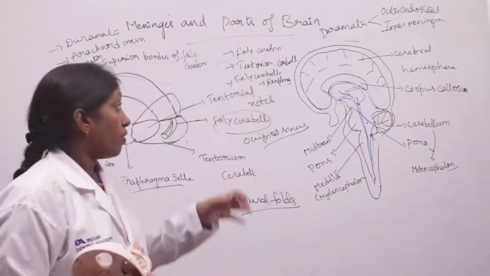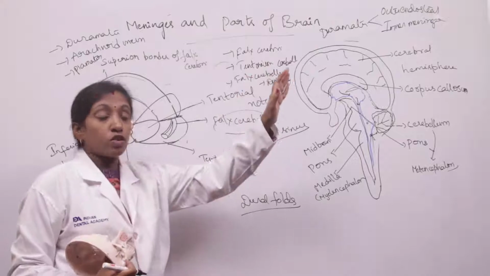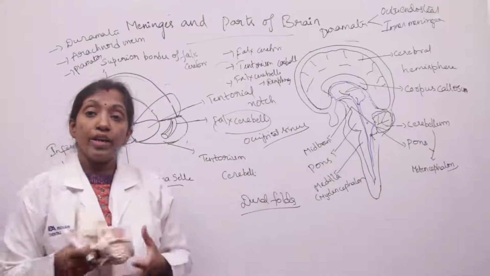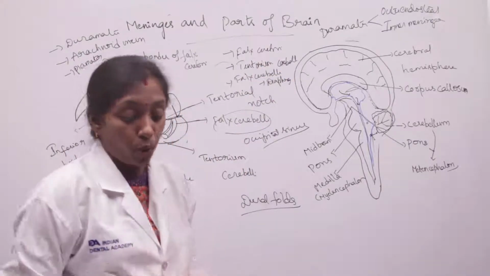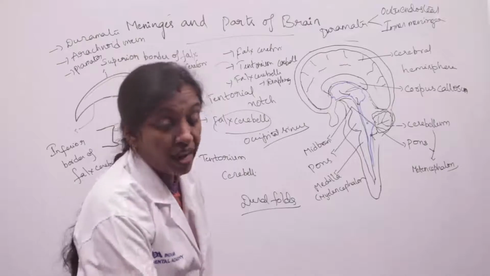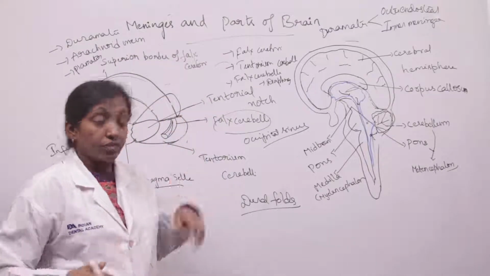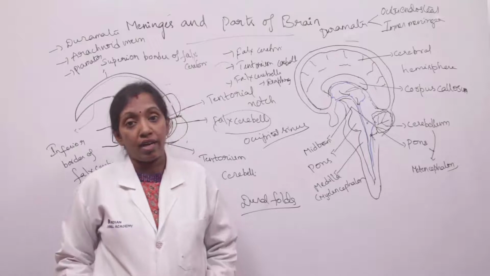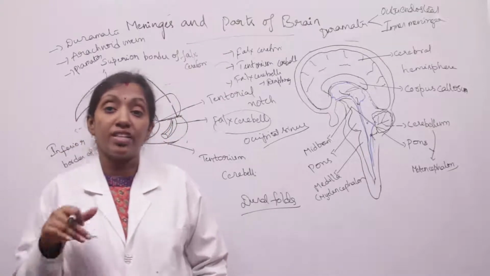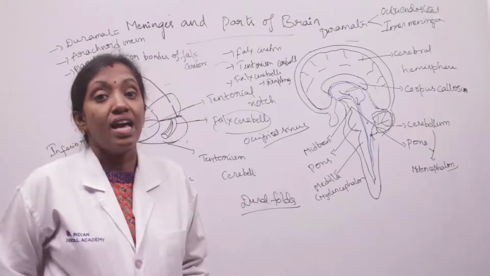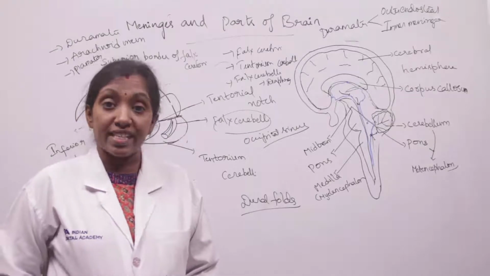Okay, so the dura mater consists of an outer endosteal layer and an inner meningeal layer. The outer endosteal layer forms the endosteum of the bone, and the inner meningeal layer also fuses with the outer endosteal layer, but in some areas it projects inwards, forming dural folds. These dural folds contain the dural venous sinuses.